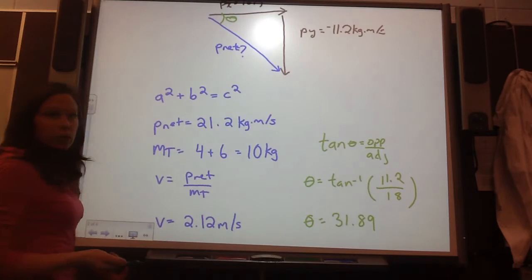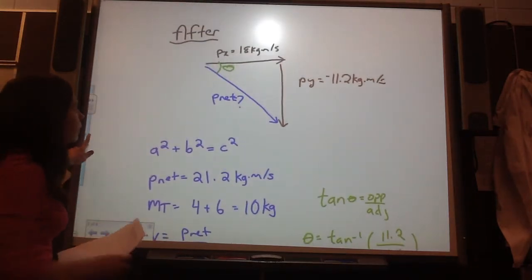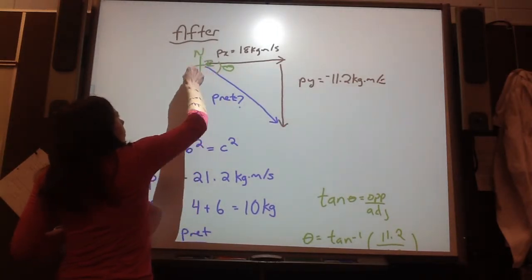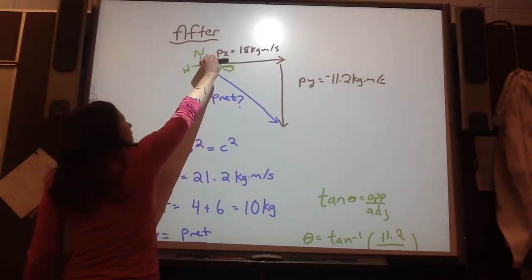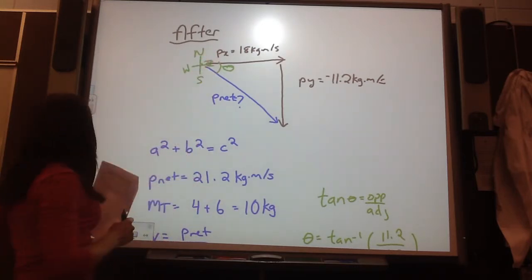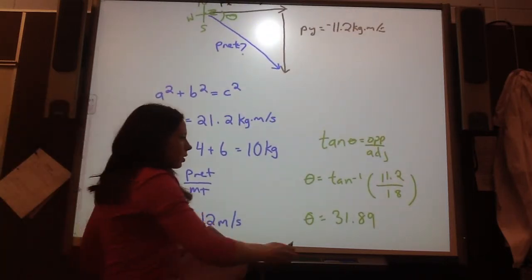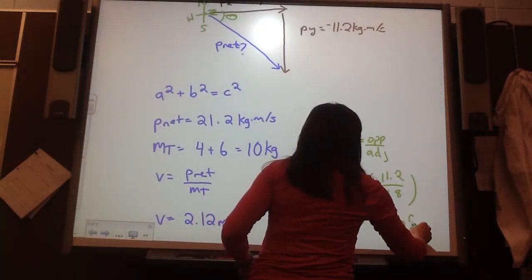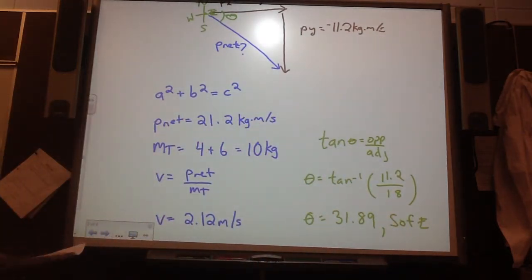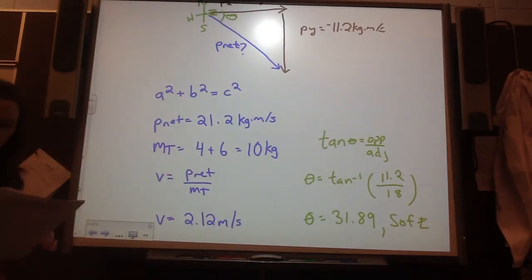So that's the value of theta, but what's its direction? I'm just going to scroll up for a second. We have north, east, south, west. It's on the east line, and it went south of it. So it's south of east.